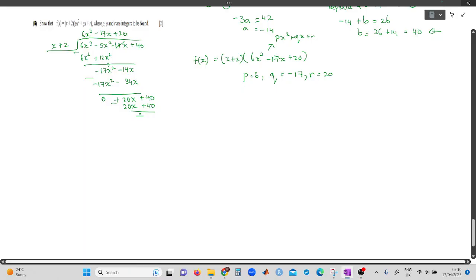So here we already have the quadratic term. Of course, when it says where p, q, and o are integers to be found, you should put it like that: p equals 6, q equals minus 17, and o equals 20. Now it says, hence solve f of x equals to 0. This is the last part. Hence, solve f of x equals to 0. In other words, solve this.